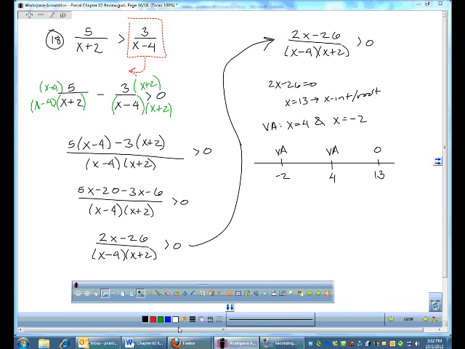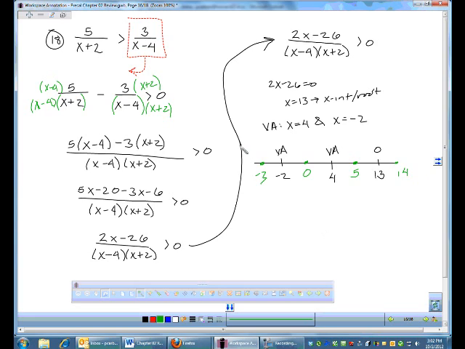There we go. And pick your test points. Something to the left of negative 2, something between negative 2 and 4, something between 4 and 13, and something after 13. And make sure you make note above your initial numbers what's happening. We have 2 vertical asymptotes at negative 2 and 4 and the 0, or the x-intercept, at 13. So we plug in. And I like to plug into my factored form, so I'm going to plug in right here. 2 times negative 3 minus 26 is a negative number. Negative 3 minus 4 is negative. Negative 3 plus 2 is negative. And 3 negatives do give you a negative.